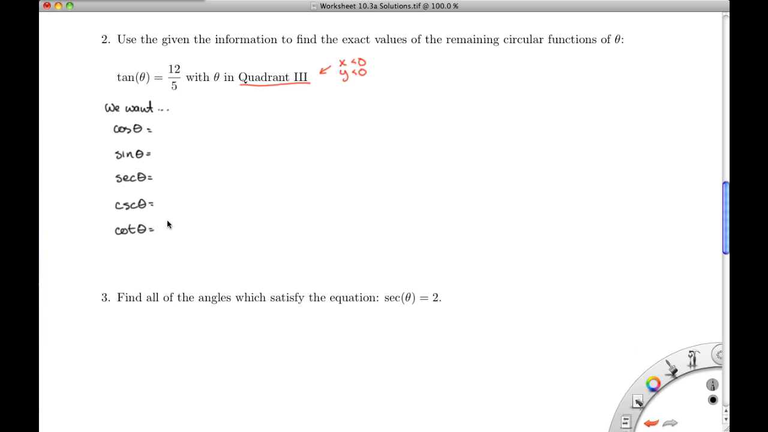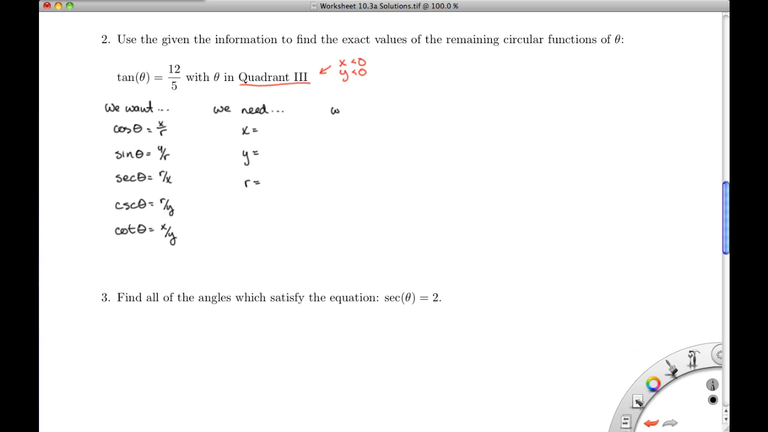Now again, as we talked about last time, there's lots of ways to define these. In this case, we're going to go with the x, y, r definitions for these, and we'll see in a second. But this is just one way to approach it. Cosine we know is x over r, sine is y over r, secant is r over x, cosecant is r over y, and cotangent is x over y. So this is what we want, and if we think about what we need, well, in order to fill all these in, we would need x, we would need y, and we would need a value for r.